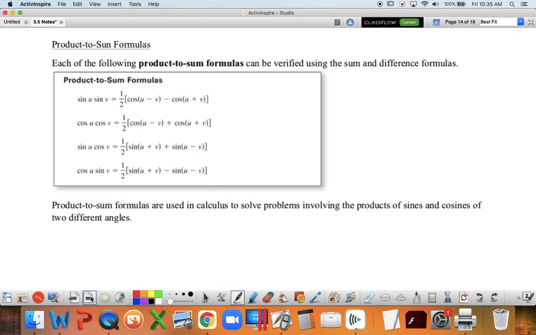All right, moving on, we're now up to the product to sum formulas and the sum to product formulas. Product to sum formulas are used in calculus quite a lot. These are definitely ones that we want to cover. They involve the products of sines and cosines of two different angles. So if I'm multiplying the sine of u times the sine of v, I can't just multiply those two things together. I have to use an equation for them.